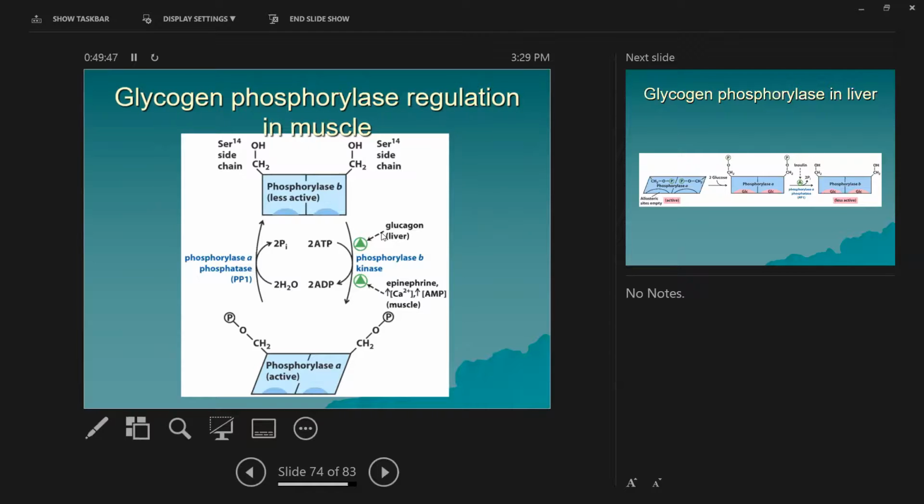And phosphorylase kinase will then phosphorylate as its target the glycogen phosphorylase. Now this becomes active. When it's active, it will degrade glycogen to glucose. The liver, however, is activated by glucagon.